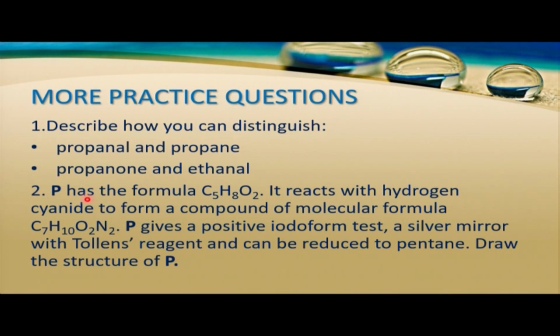And number 2, P has the molecular formula C5H8O2. It reacts with hydrogen cyanide to form a compound of molecular formula C7H10O2N2. P gives a positive iodoform test, a silver mirror with Tollens' reagent, and can be reduced to pentane. Draw the structure of P. You can see we have 2 oxygen atoms. So think about having 2 functional groups, carbonyl groups.